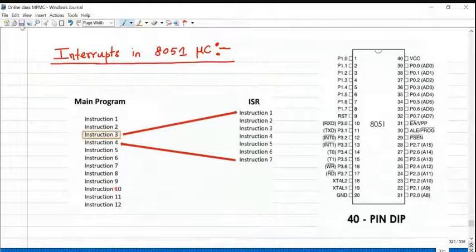Okay, so welcome back to the online class. Interrupts in 8051 microcontroller.